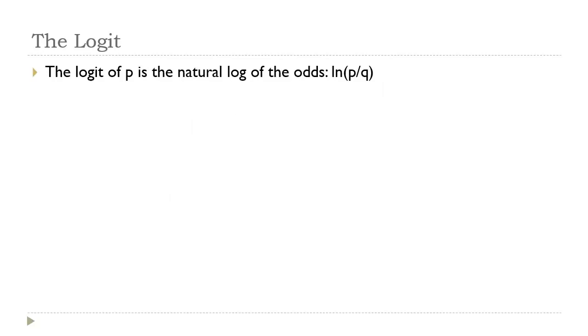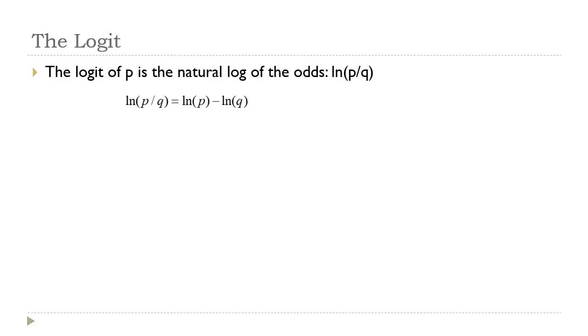The logit of P is the natural log of the odds. So if I take P, the probability of success, in a ratio with the probability of failure, you know that as the odds. And then if I take the natural log of that, that is called the logit. The natural log of the odds P over Q can be mathematically rearranged to be the log of P minus the log of Q.